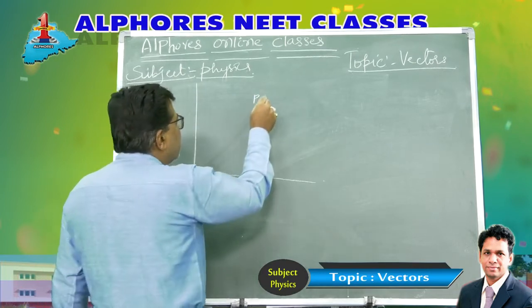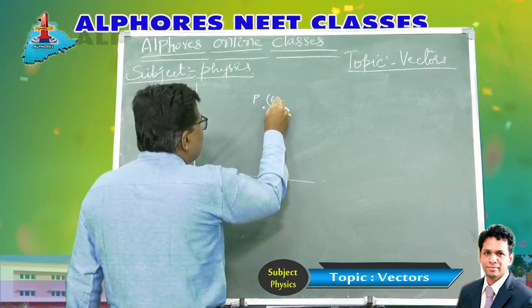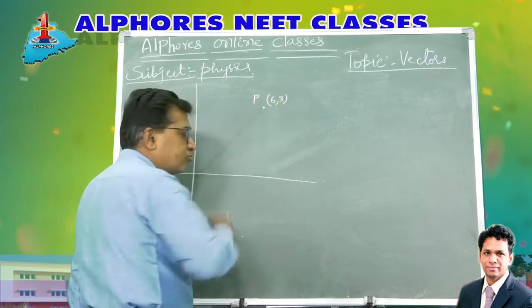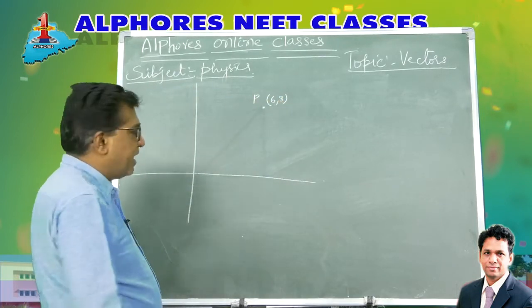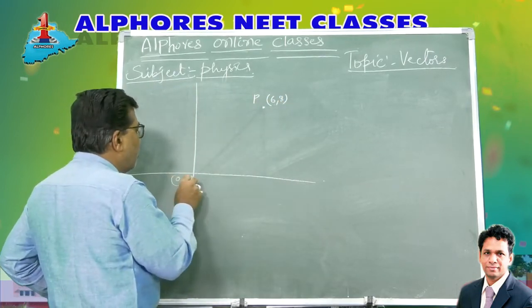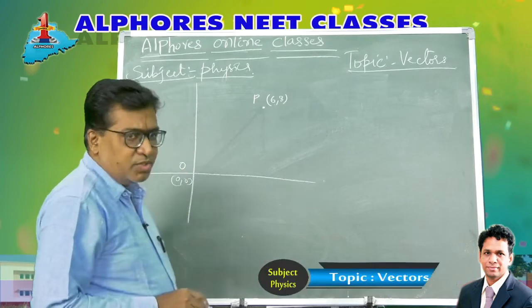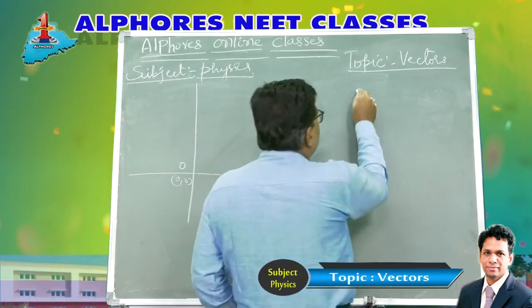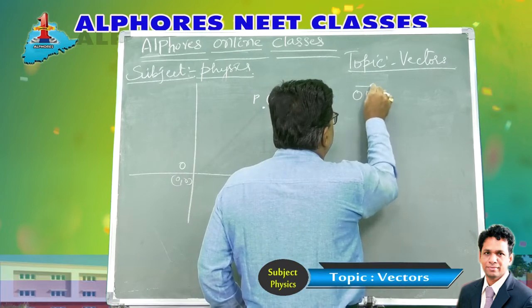The coordinates of the point are 6, 8. The origin is at O. Now he is asking you to write down, he may ask you to find out what is the position vector of this point P.